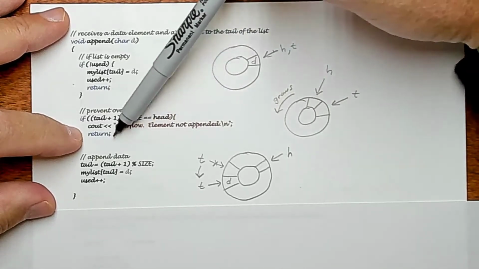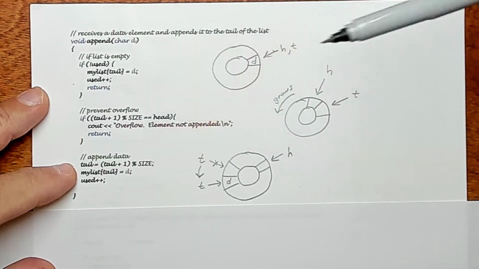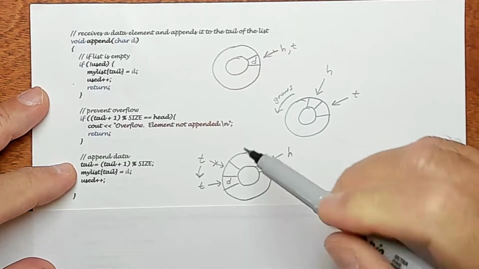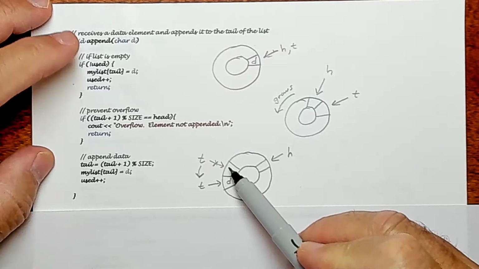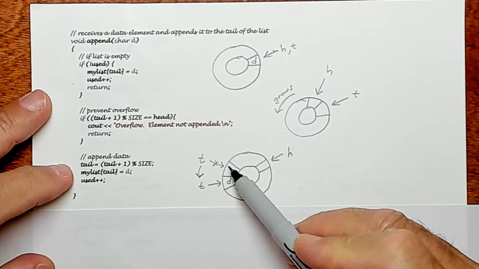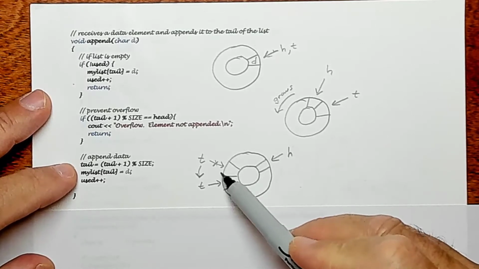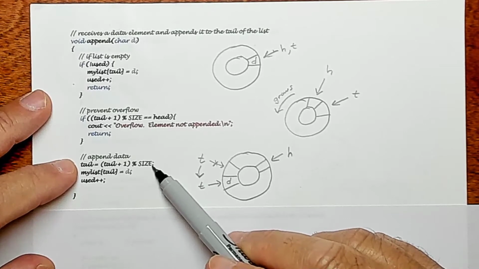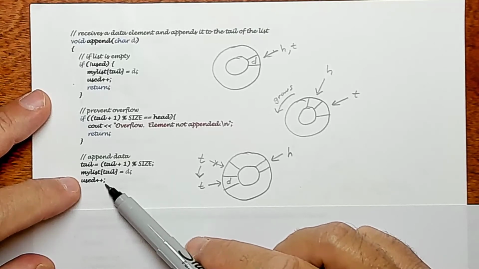It'll print a message and return. And then otherwise, we insert the data at the tail. So that's what this little diagram here is trying to show. If the list is not empty, then first you scoot the tail down, tail equals tail plus 1, and then you insert the data element at the tail, and then increment used.